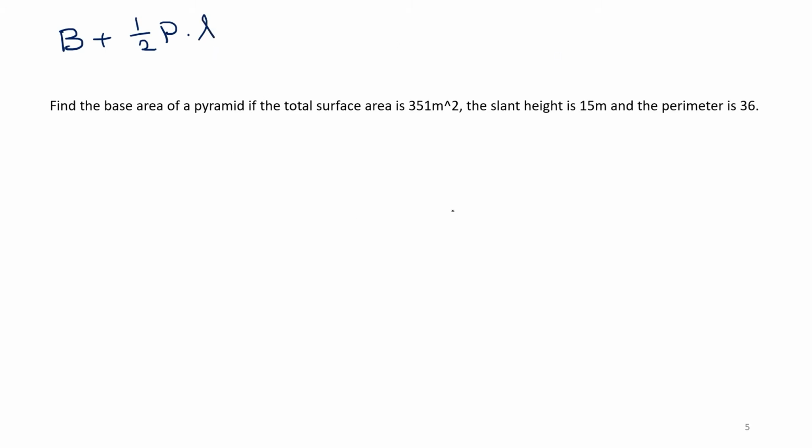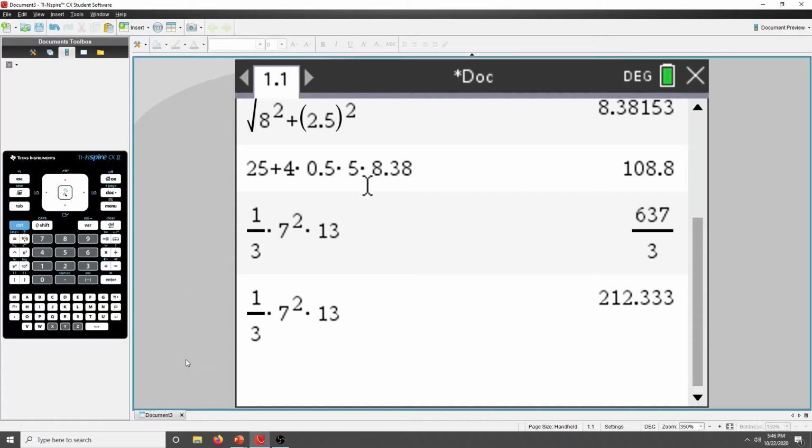And we have all of those things except area of the base. So we just fill out our thing. 351 equals B plus 1/2 times 36 times 15. And we don't use NSolve for this. This is very easy. We're going to find this and subtract it from both sides, and that will be our base area.